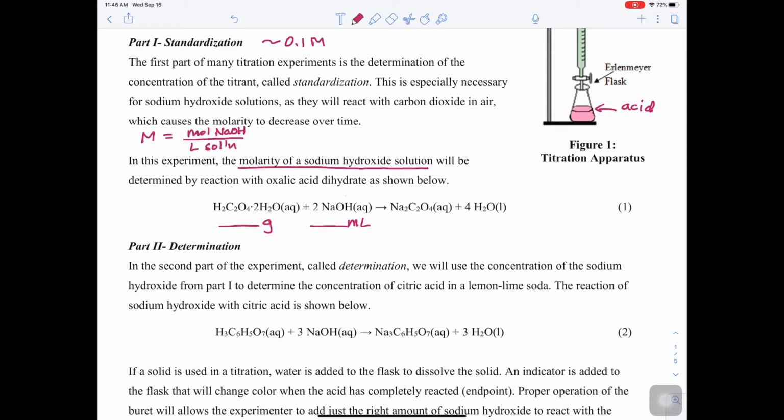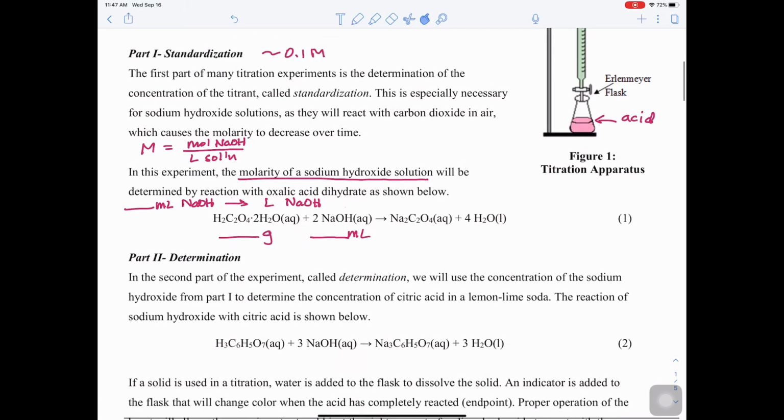The liters of solution is measured right here. Well, it's measured in milliliters, but we can fix that. So we'll take our milliliters of sodium hydroxide solution, and we'll convert that to liters of sodium hydroxide. And this number will go in the denominator here.